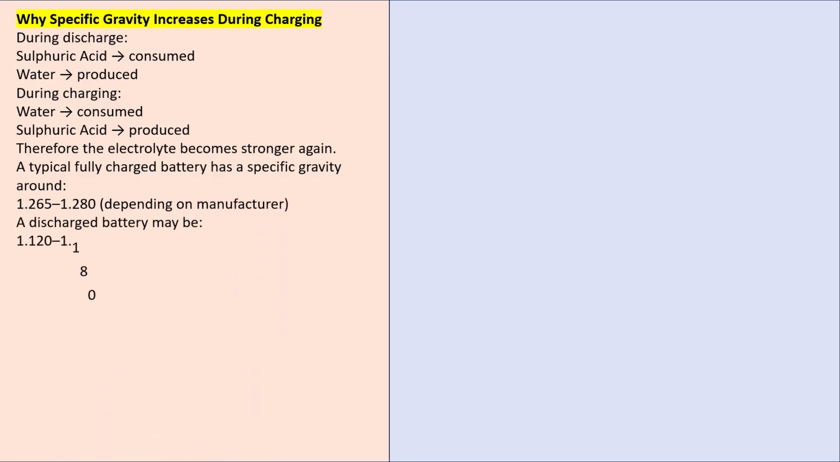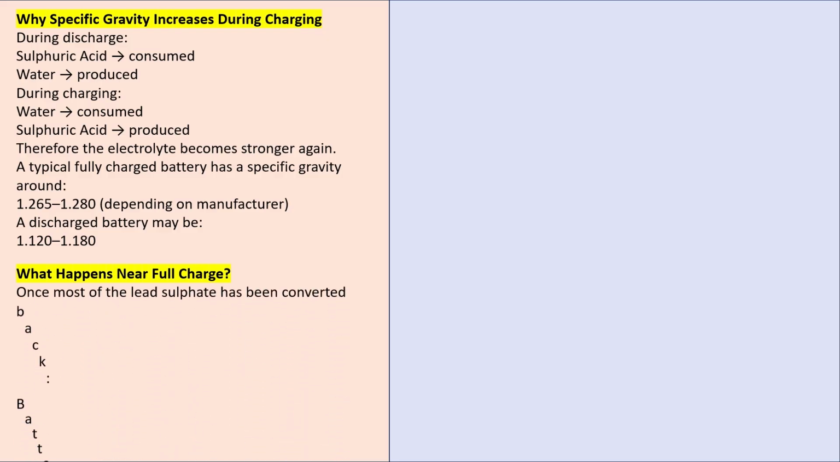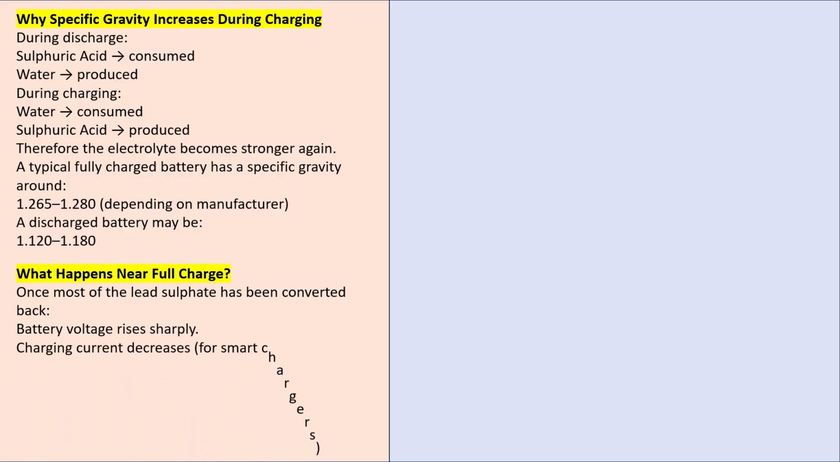A discharged battery may be 1.120 to 1.180. What happens near full charge? Once most of the lead sulfate has been converted back, the battery voltage rises sharply. Charging current decreases for smart chargers.